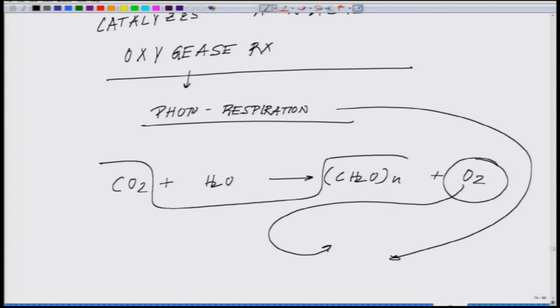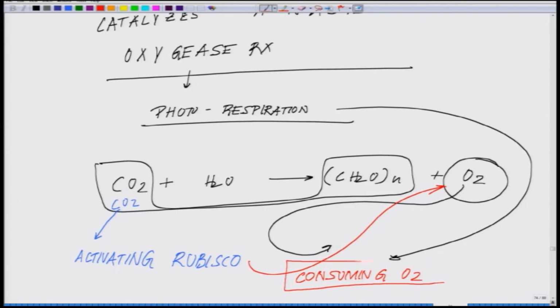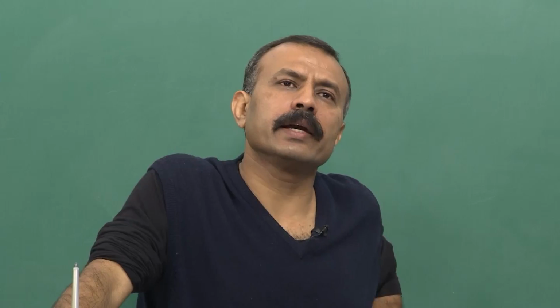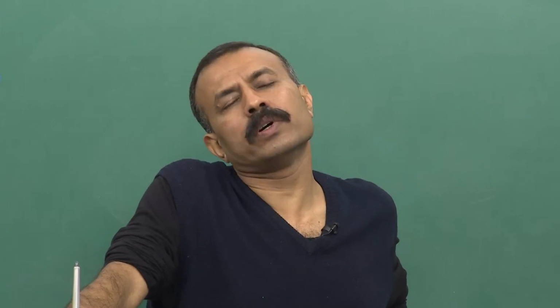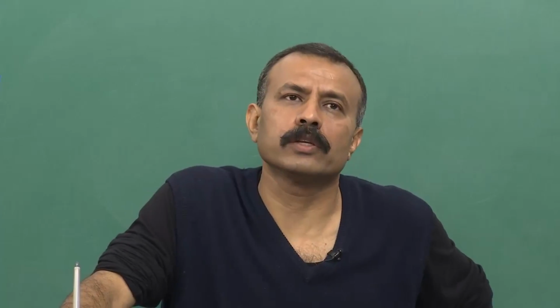And another interesting thing we have talked about today is that whereas CO2 is getting converted into carbohydrate, there is another CO2 which is activating RUBISCO. And it is the same RUBISCO which is consuming oxygen. So, it is a very complex equation nature has developed. On one hand, it developed RUBISCO, which converts carbon dioxide to carbohydrate. On the other hand, for the activation of RUBISCO itself, it needs carbon dioxide. Up to that it is all fine, but RUBISCO is also an oxygenase.